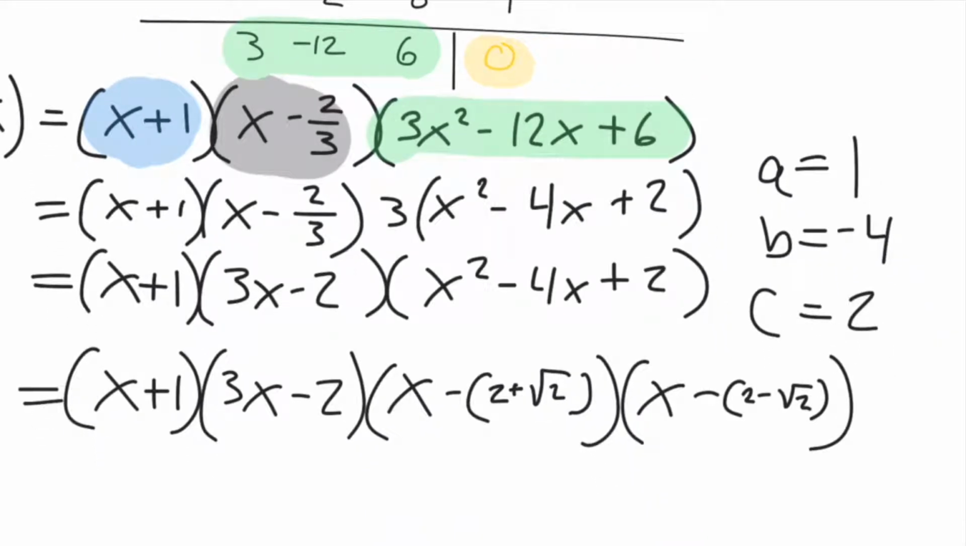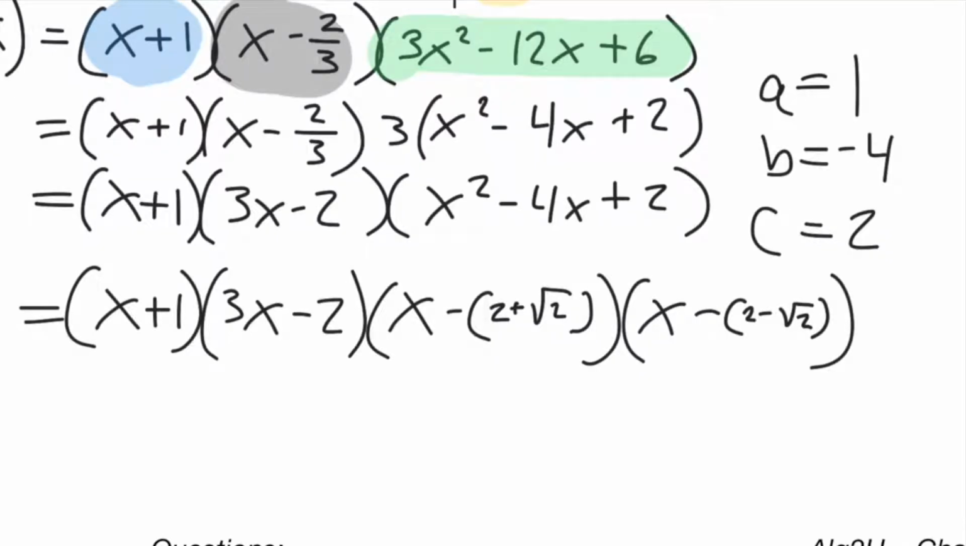Then, here, we're taking x squared minus 4x plus 2, and we can plug that into the quadratic formula, where the a value is 1, the b value is negative 4, and the c value is 2. I'm not showing the work here, but when you do that, you get 2 plus or minus the square root of 2. And so both of those answers become zeros of the function.